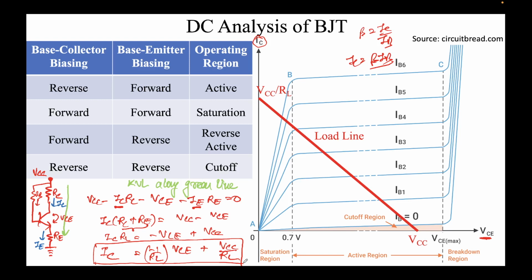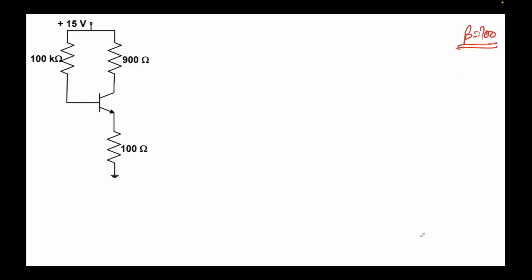Why? Because you see when VCE equals 0, the current will be maximum, which will be VCC by RL, denoted here. However, when IC is 0, then VCE will be VCC. So this is the line that we get, and this is called the load line.